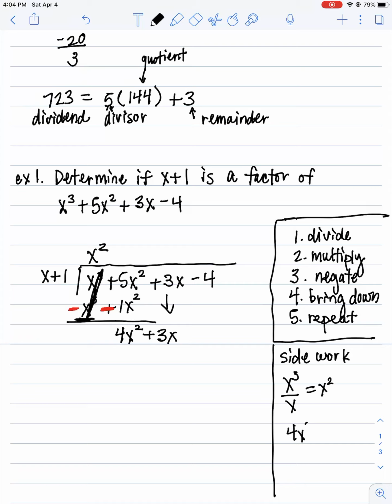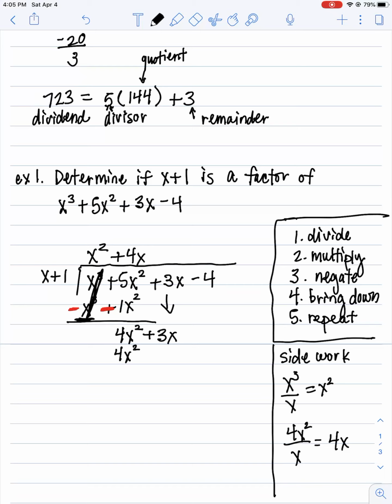How many times does x go into 4x squared? Well, people are like, I have no idea. So come over here in the side work: 4x squared divided by x. That makes way more sense. 4x squared divided by x we can see is 4x. So you're exactly right. I'm going to put a positive 4x at the top, and then repeat again. 4x times x is 4x squared, and 4x times 1 is 4x. And you know exactly what to do.